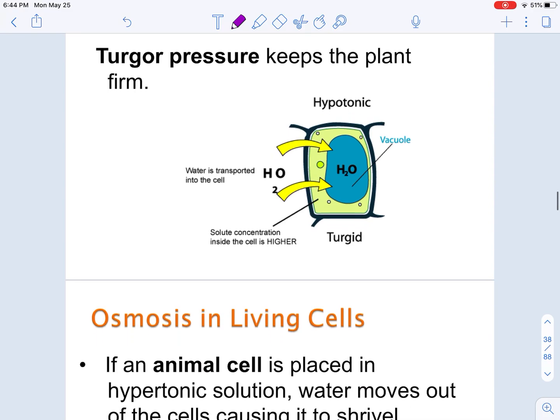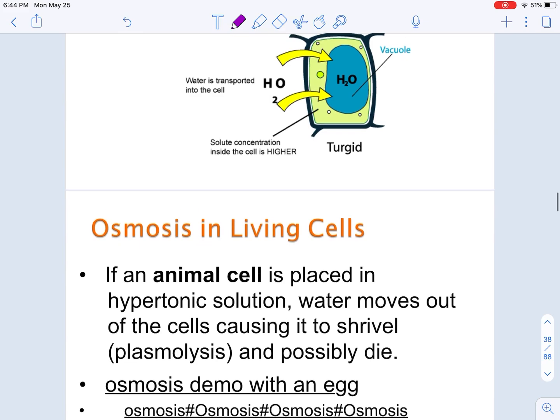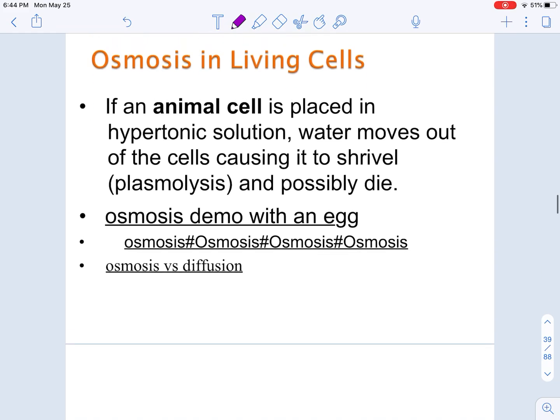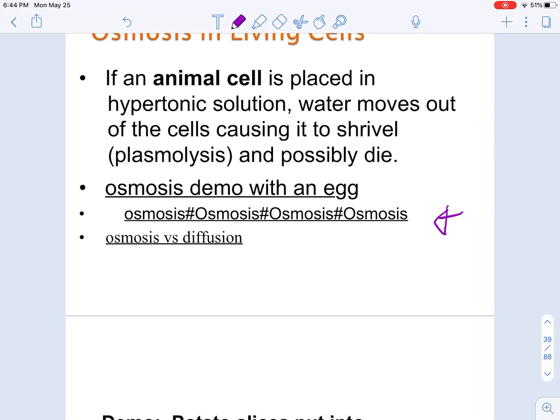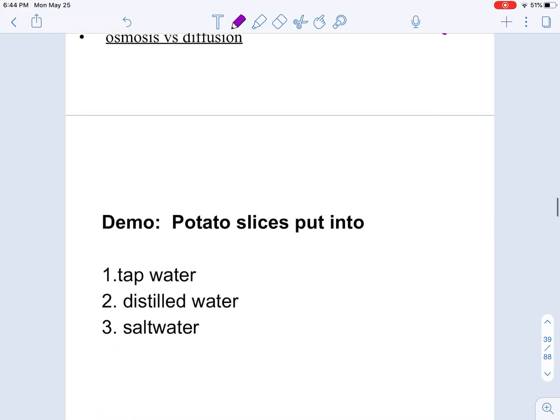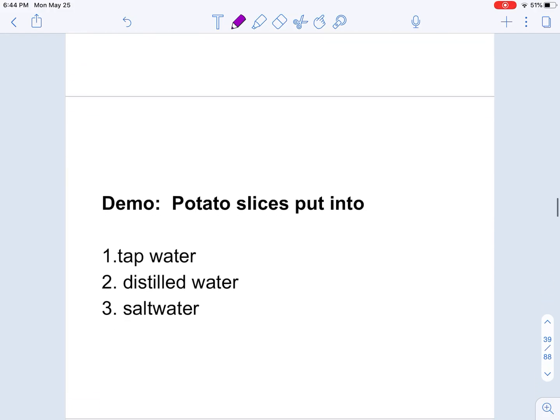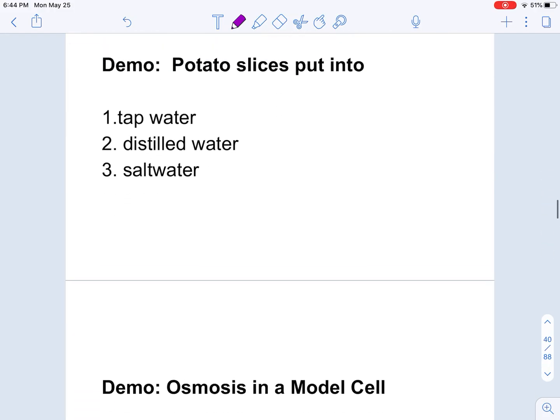Okay, turgor pressure. When that vacuole is really full, it keeps that cell nice and firm and rigid. And if an animal cell does shrivel up, it's also called plasmolysis, it could actually die. And you guys can check out this video about the cell being represented by an egg.